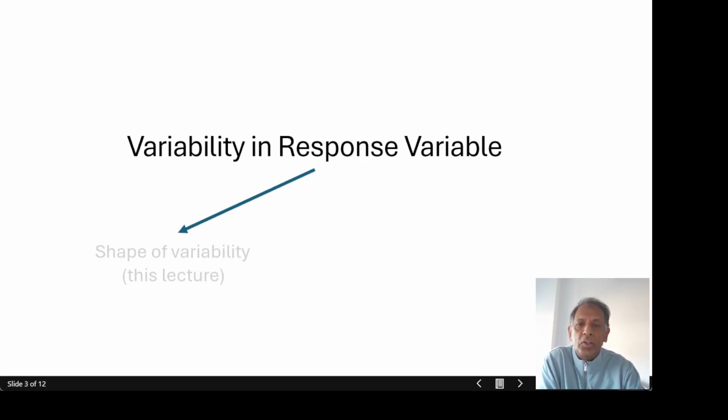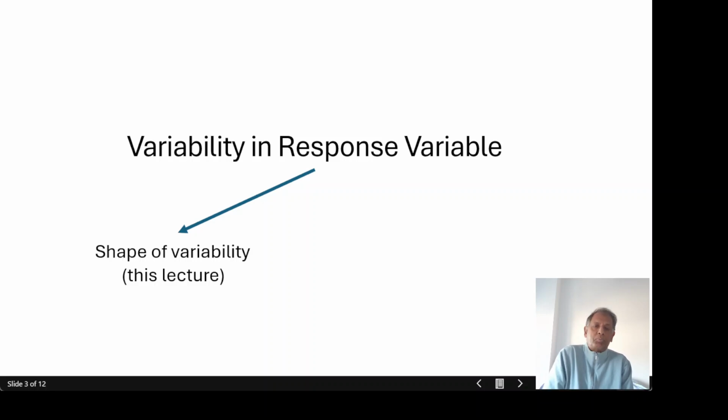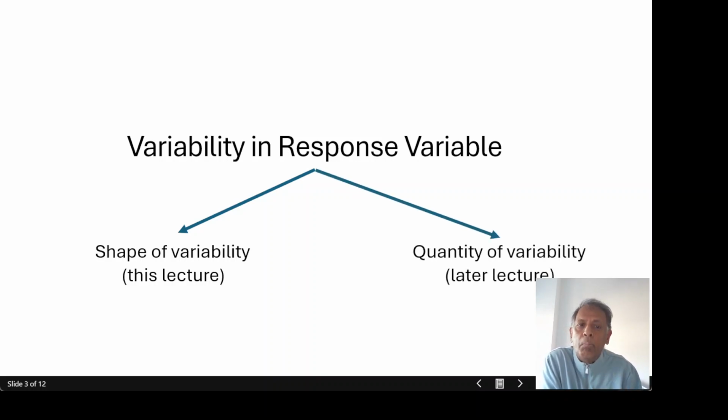Okay, so variability in the response variable is what we are interested in. And we can look at it in two different ways. One is we can look at the shape of the variability, just to get a broad idea of the variability, a visual perspective, and an intuitive feel for how the value is actually distributed across its entire range. And then we look at more rigorous ways of describing variability, or I would say measuring variability. So in this lecture, we are only interested in looking at the shape, visual perspective, and in later lectures, we'll be looking at more rigorously measuring the variability.